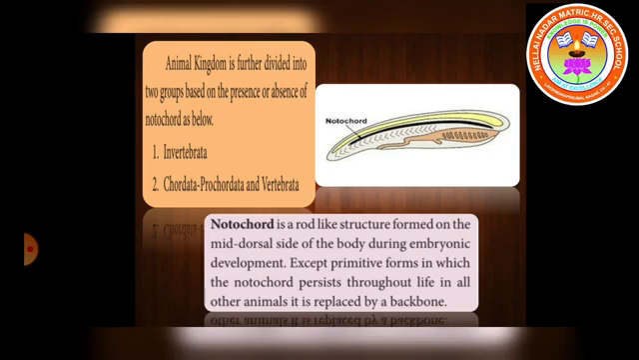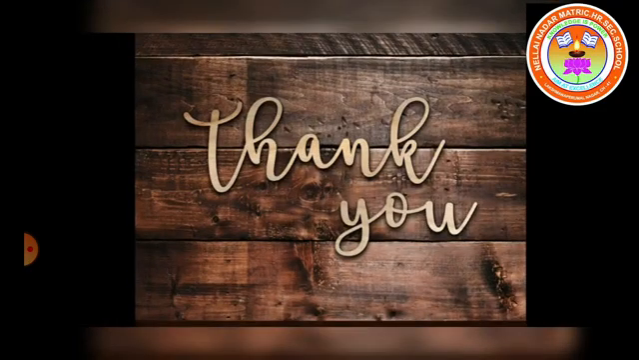So, based on the presence or absence of notochord, we classify the animal kingdom into two groups: invertebrata and chordata. Is it clear, children? I think you are clear with today's topic, basis for classification. We come to the end of today's session. Thank you, children. See you in my next session.